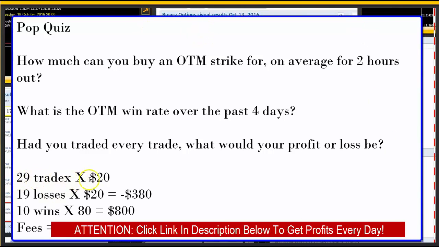29 trades at 20 bucks each. 19 losses at 20 bucks each equals negative $380. If you're trading on Nadex, it'd be negative $3.80 on Counter Exchange. So 10 wins times 80, that's your profit, equals $800. Fees, we're just going to go at $2 a trade. We're going to go high. I know it's $1.80, but there you go. So your total profit would be $362.